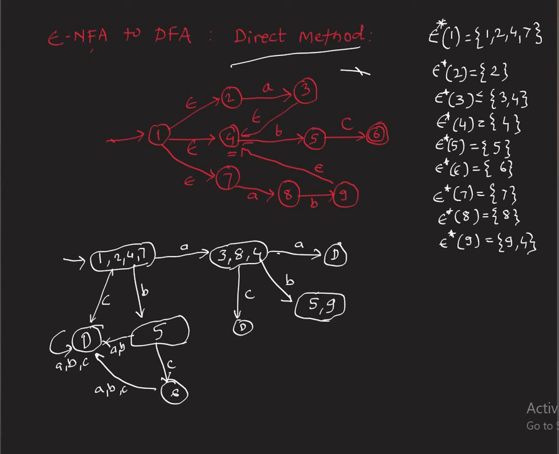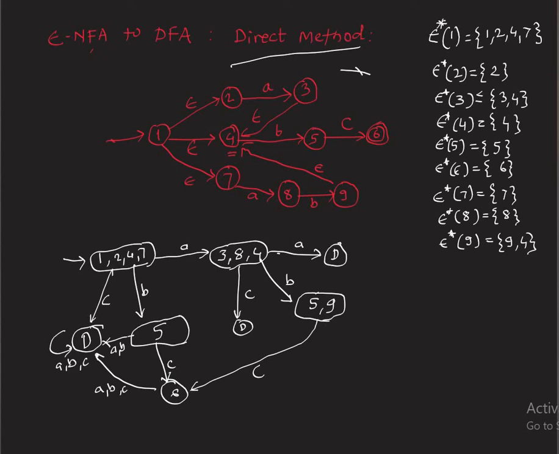Now state 5, 9: on A there is no transition for state 5 and no transition for state 9, so that is fine. Now for B, no transition for state 5 as well as no transition for state 9, and for C there is one transition, 5 is going to 6. So basically we have covered all the states.